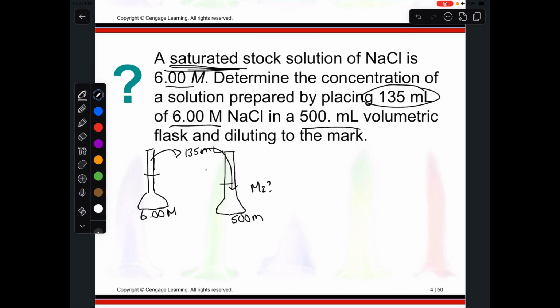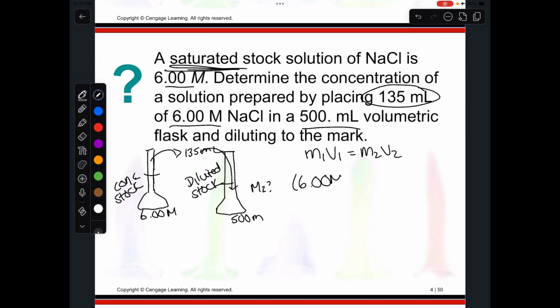And again, we're trying to find our new molarity. So I'm going to put an M2 with a question mark, or an MF if you like that. This helps you visualize how much is going in, how much is being taken out. The concentrated stock is this one, and we call this one the diluted stock. It always helps you fill in these M1V1 = M2V2 equations. So let's fill in what we know.